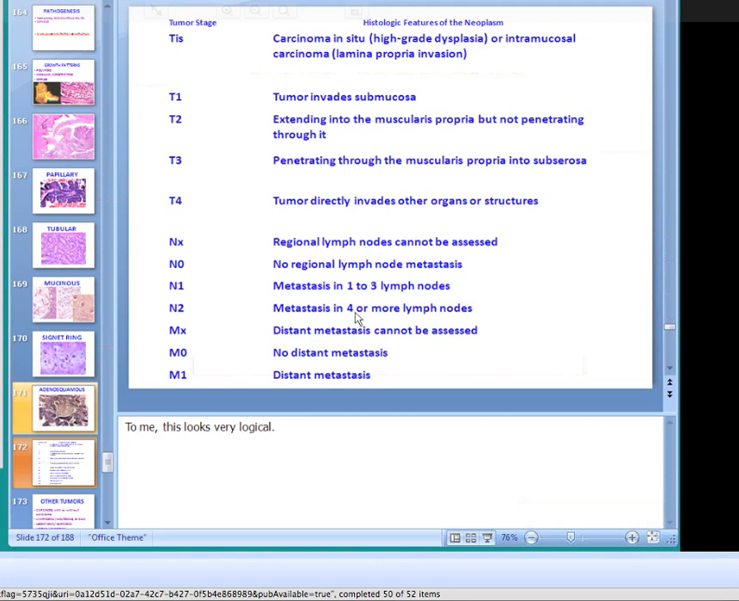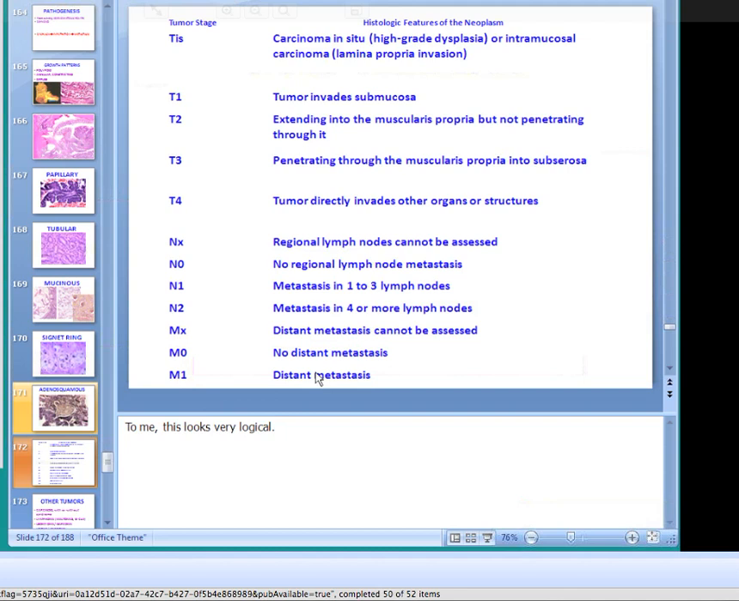NX is you don't know if it's metastatic or not. N0 means you looked at all the lymph nodes and they're negative. N1 means it's only in 1 to 3 lymph nodes. N2 means it's in more than 4. MX means you don't know if it's metastasized. That's what the X stands for, unknown. If you say M0, you did your careful anatomic and clinical staging and there are no metastases. But if you see holes in the liver or the lungs, you could say that's M1 for distant metastases.